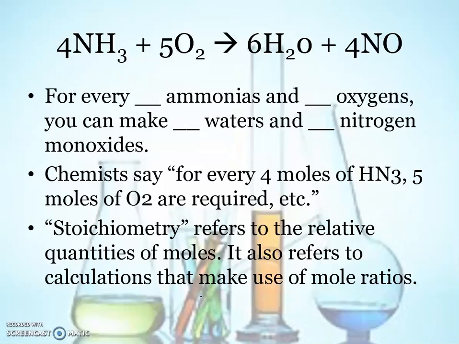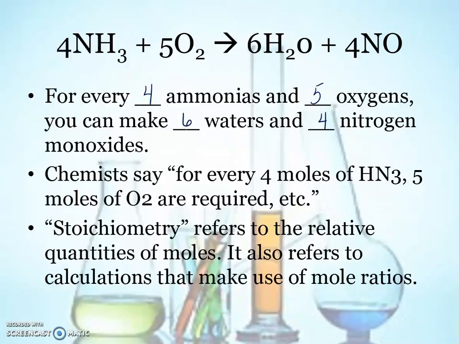It says 4NH3 plus 5 O2 gives us 6 H2O and 4 NO. Okay, so what in the world does that mean? Well, that means that when we react these, for every 4 ammonias that we react with every 5 oxygens, so for every 4 ammonias and 5 oxygens reacted together, we can make 6 waters and we can make 4 nitrogen monoxides. Okay, that seems pretty simple, right?